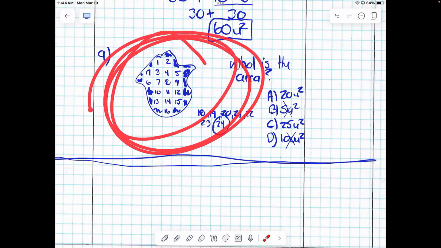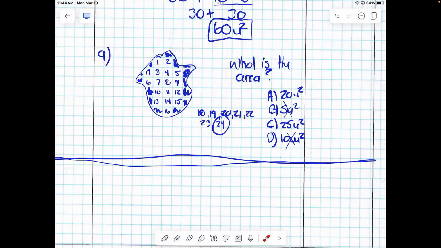Sometimes to find the area of a shape, we basically just do what? We basically just count. All right, we're good?